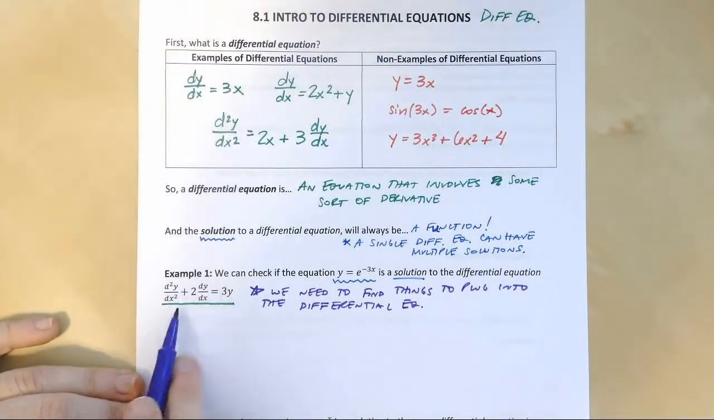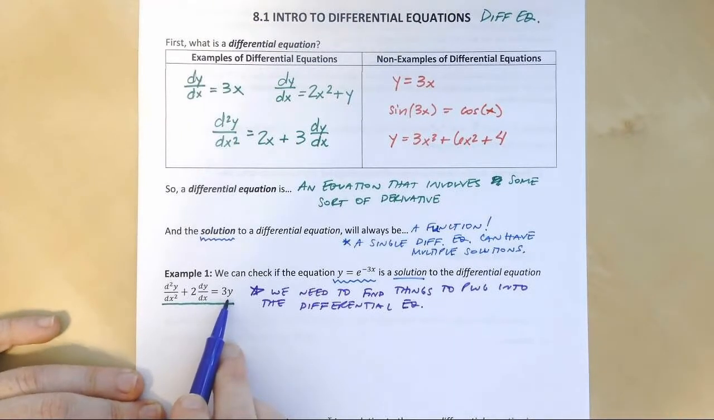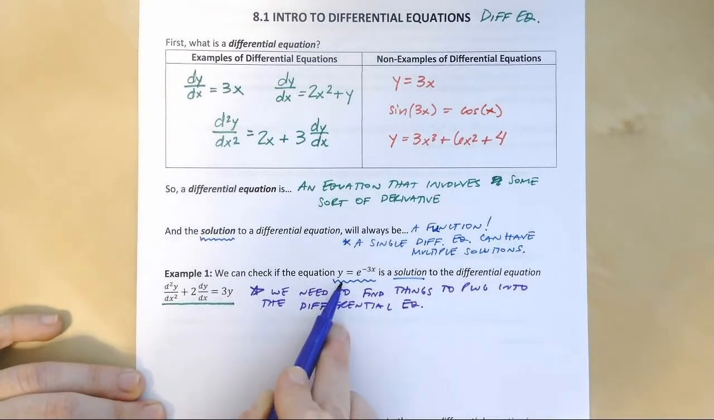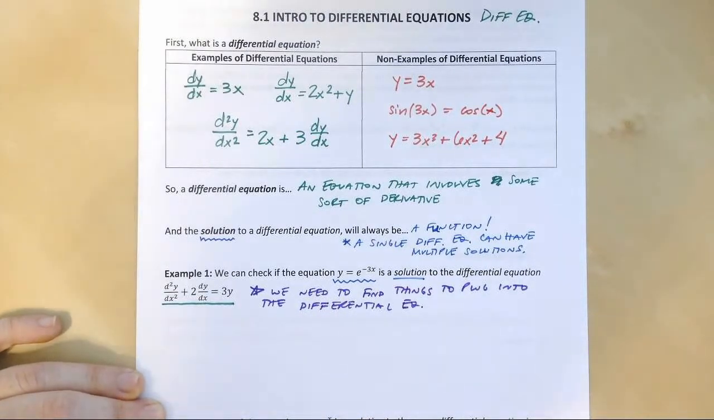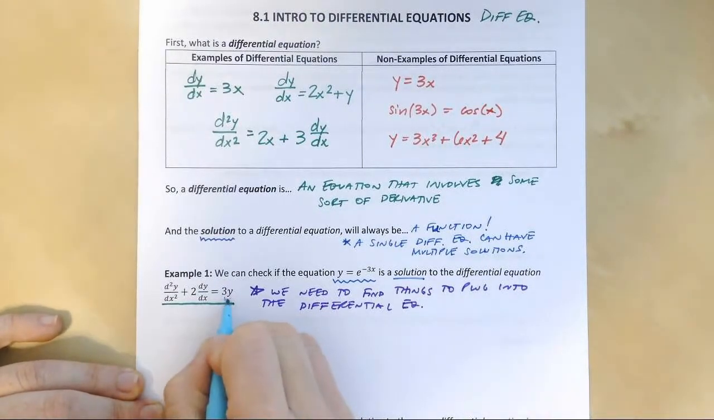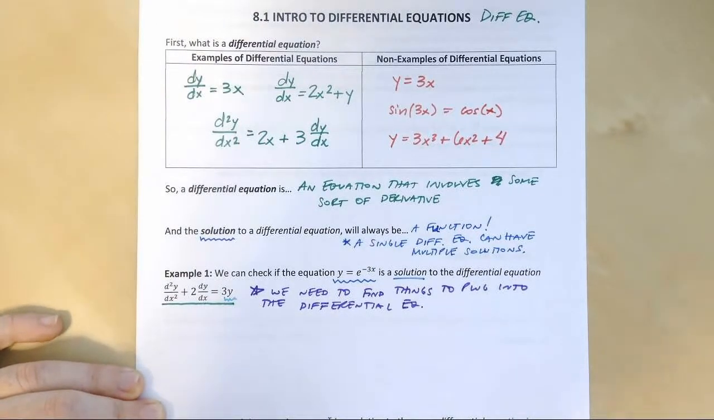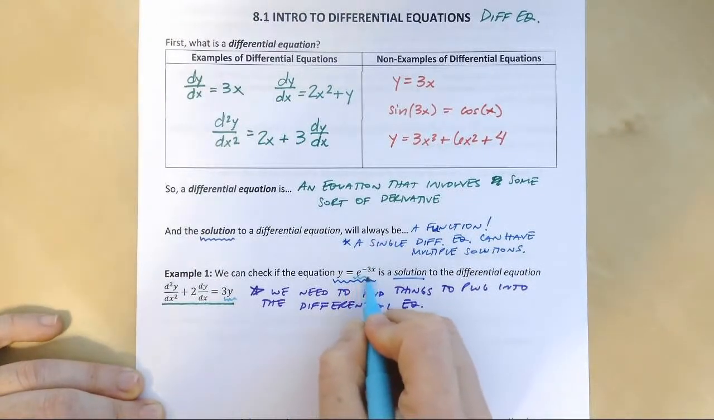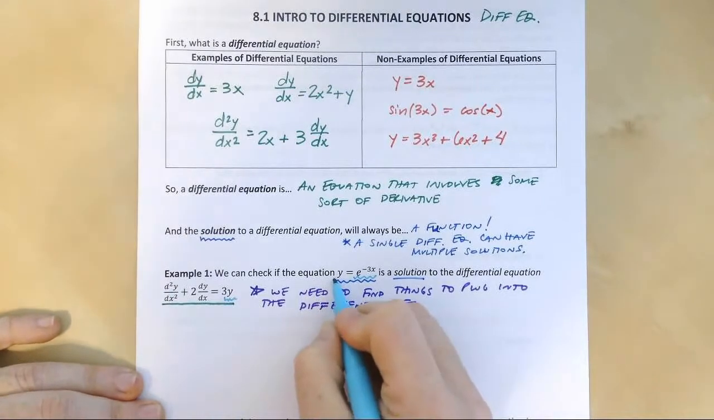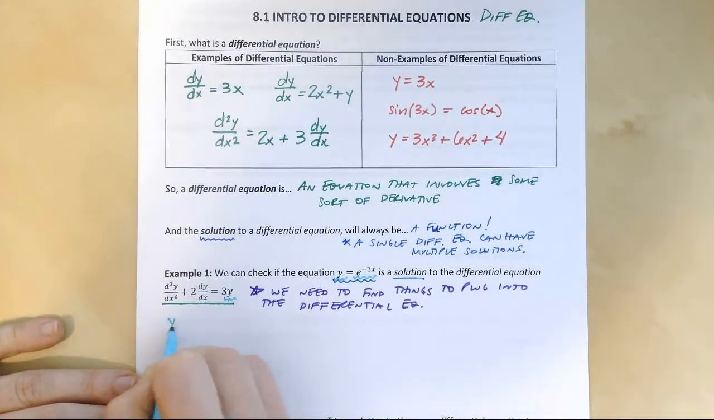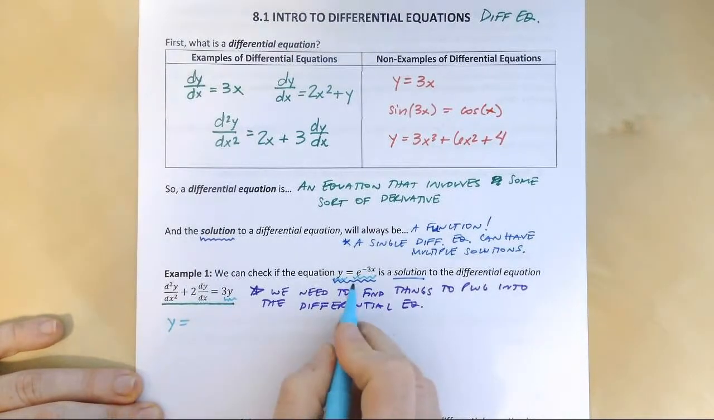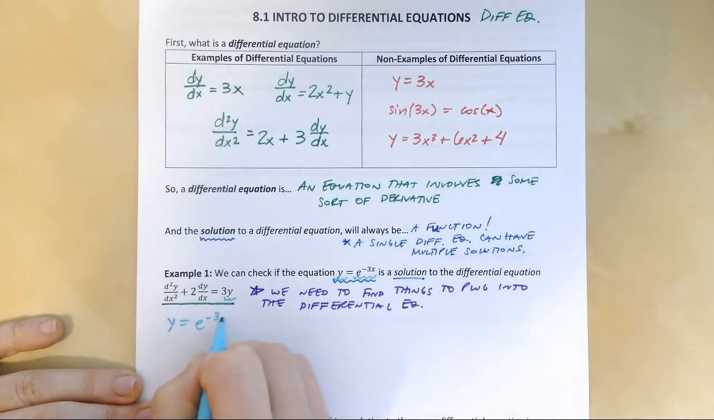Can we first of all start with y? Is y given? Yes. y is the solution that we're testing, or we're trying to check, is this a solution? So one thing that we can plug in to the diff EQ is this y. That is the same as this y. So I'm going to write over here, these are things that we can plug in. y equals e to the negative 3x.